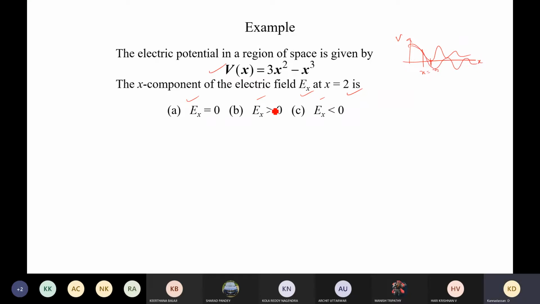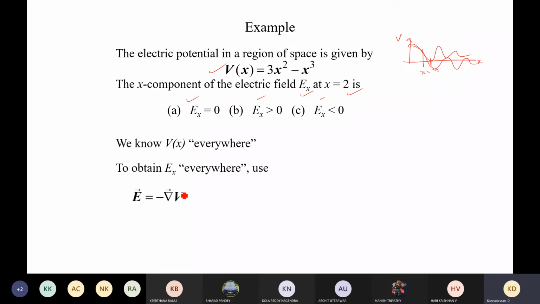Okay. So how to calculate that? Fortunately we have the value of V, so we can easily calculate the electric field. First we use this del operator, which is nothing but dou by dou x, dou by dou y, and dou by dou z vector. Since it is one-dimensional, the others are not required. We just differentiate with respect to the x-axis, and the negative sign, we know why it has come.